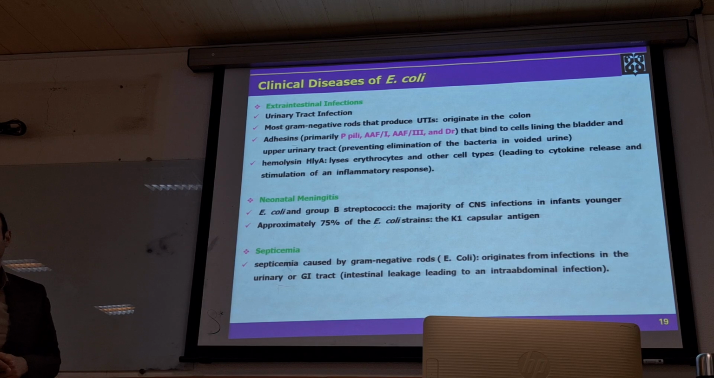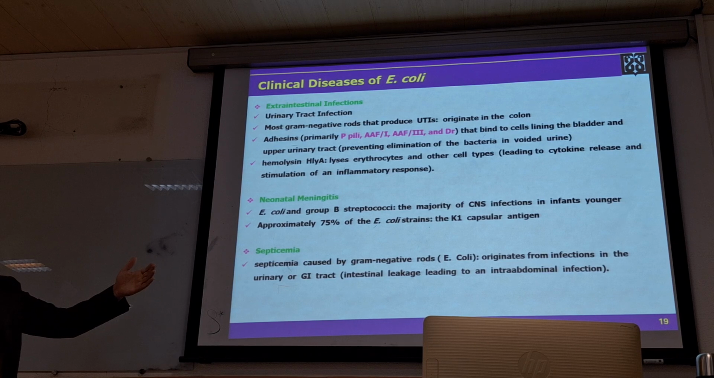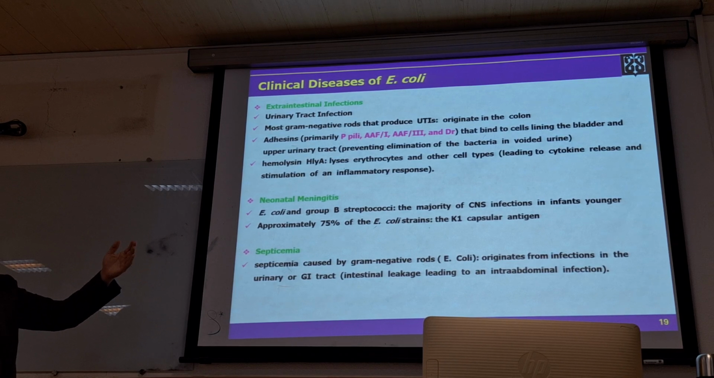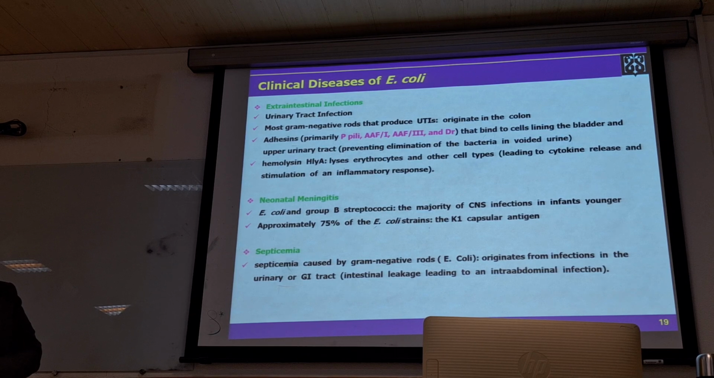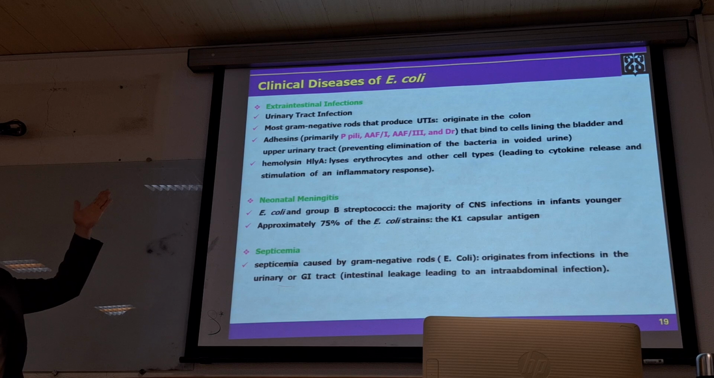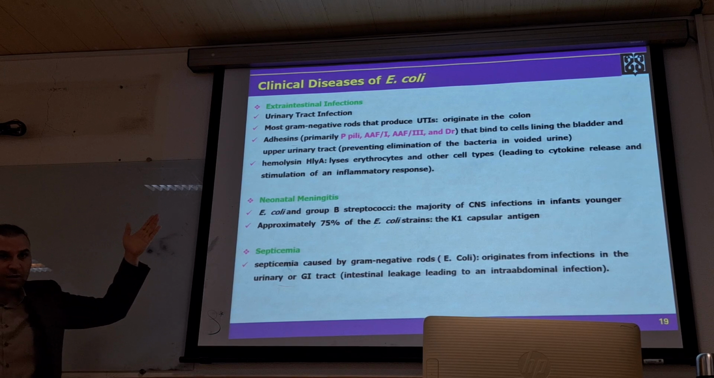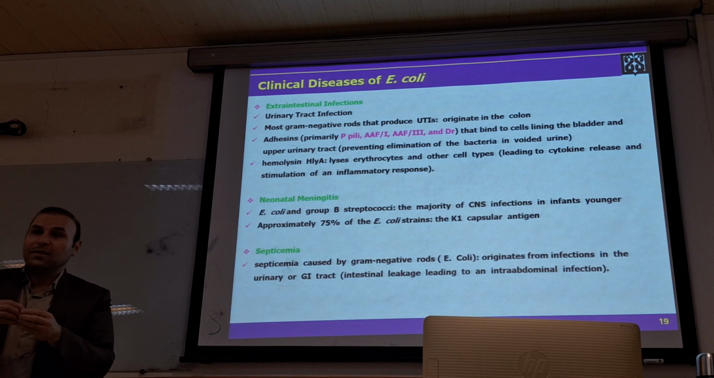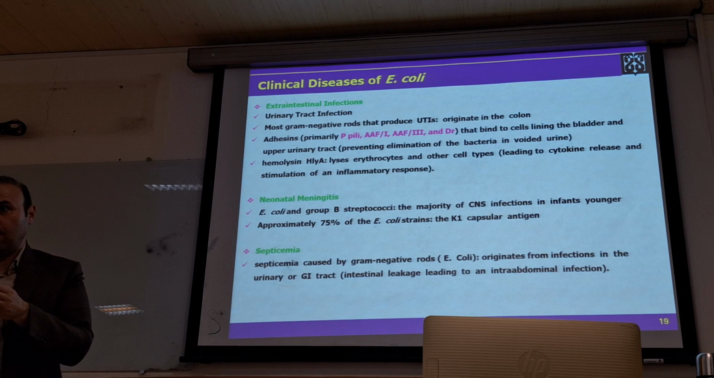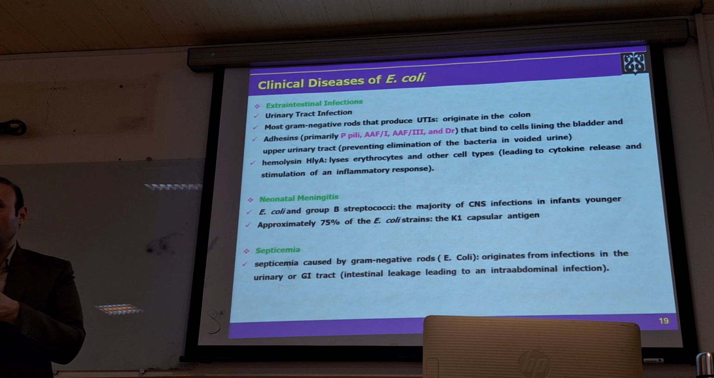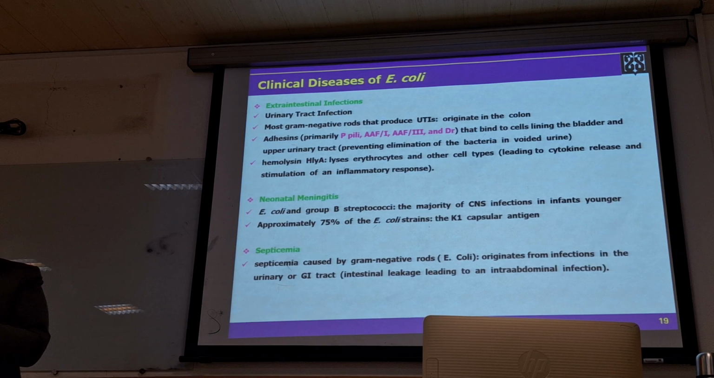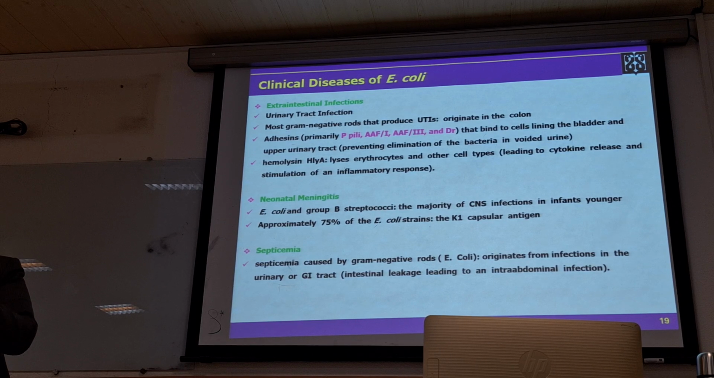Extraintestinal infections. E. coli is responsible for intestinal infection and extraintestinal infection. Extraintestinal infections include UTI, urinary tract infection. Escherichia coli is a common cause of UTI. Approximately 70 to 80% of UTIs are caused by Escherichia coli.